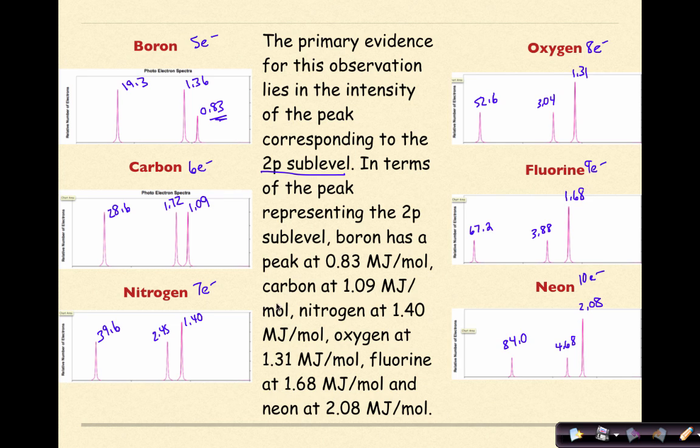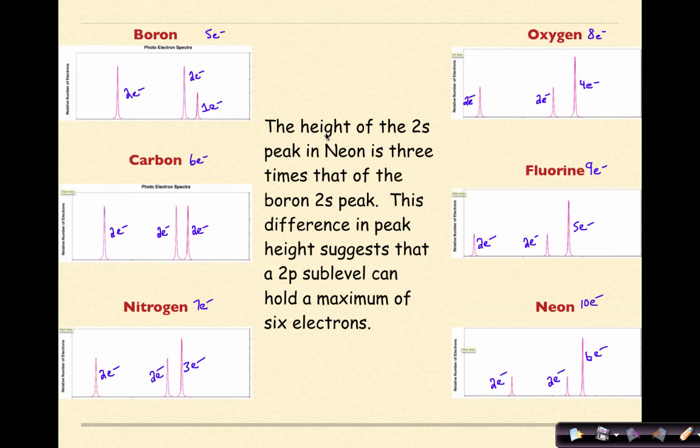In terms of the peak representing the 2p sublevel, boron has a peak of 0.83 megajoules per mole, as we see right here. Carbon at 1.09 megajoules per mole, as we see right here. Nitrogen at 1.40 megajoules per mole, as we see here. Oxygen at 1.31 megajoules per mole, as we see here. Fluorine at 1.68 megajoules per mole, and neon at 2.08 megajoules per mole. The height of the 2p peak in neon is 3 times that of the boron 2p peak. This difference in peak height suggests that a 2p sublevel can hold a maximum of 6 electrons.